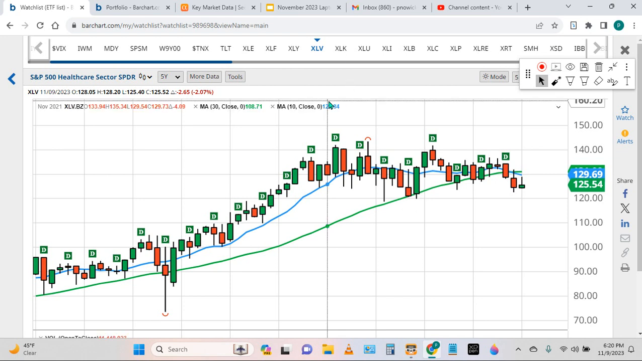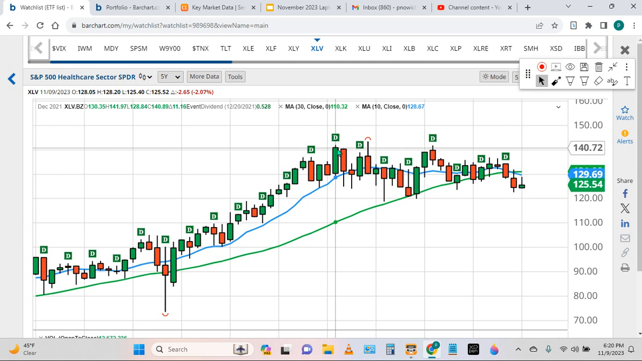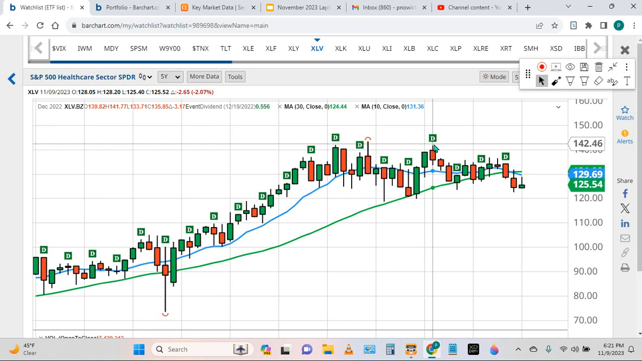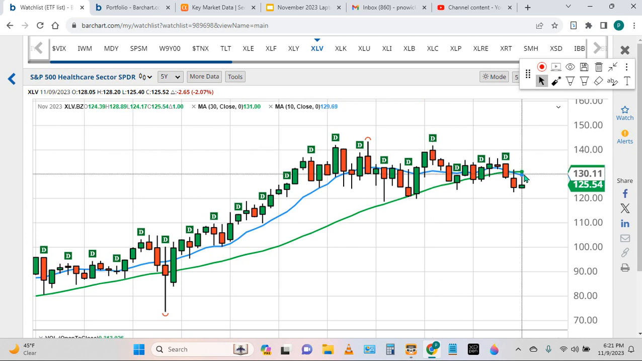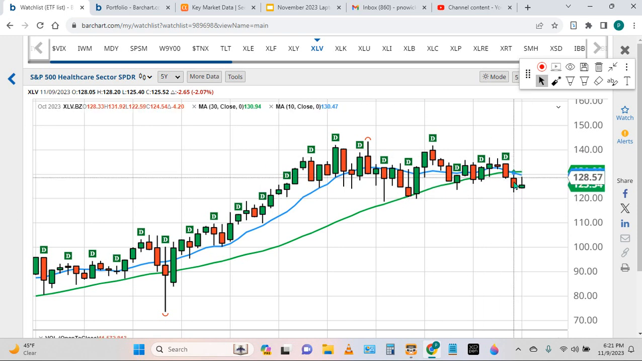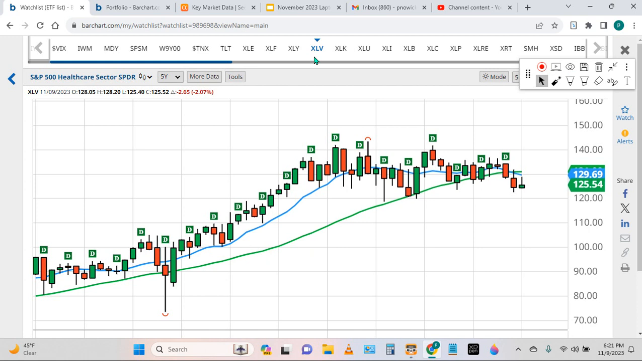Healthcare has had relative weakness. And you can see it plateaued back in December 21, hit another top in April 22, had a higher low in December of 22, and has not participated in the market rally this year whatsoever. Just sideways, and kind of down. Healthcare.